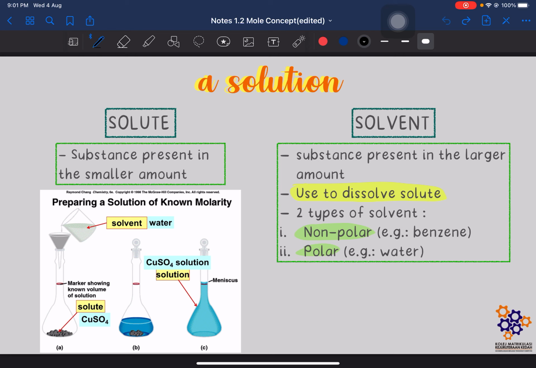So today we are going to continue with this third part of the subtopic 1.2 mole concept. The third part is about concentration of solution. So let's see what's inside a solution.